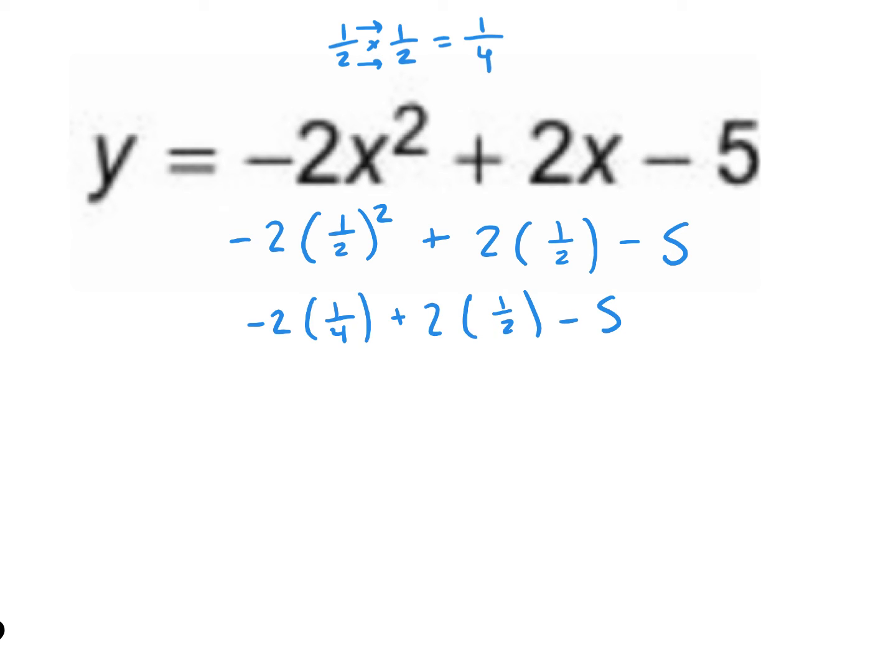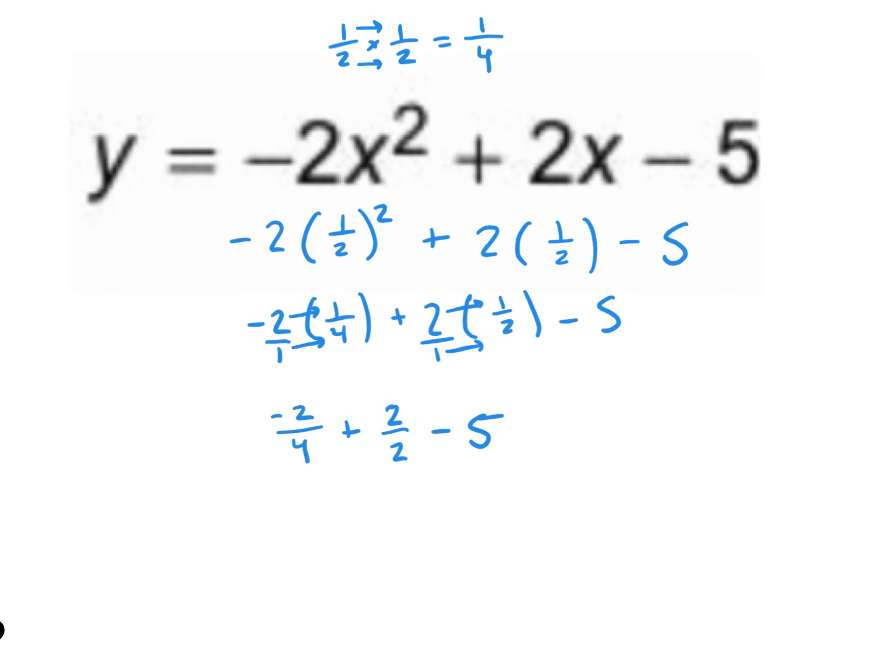What should I do next? Multiply. So this negative 2 is like negative 2 over 1. So when I multiply fractions, I multiply straight across. So negative 2 over 4. And then here, this 2 is like saying 2 over 1, so I multiply straight across. So this would be what? 2 over 2, which simplifies to 1. But I'll do that in the next step.